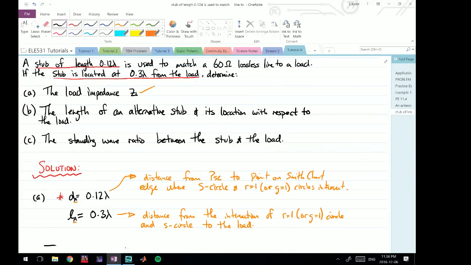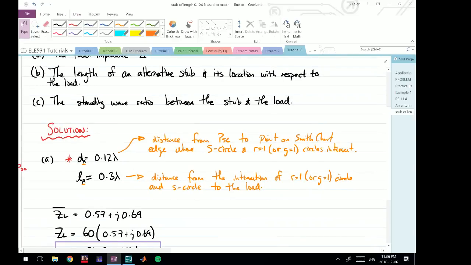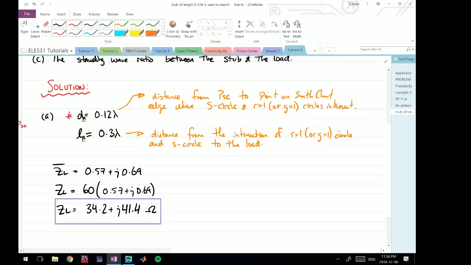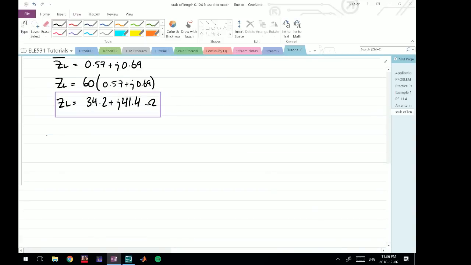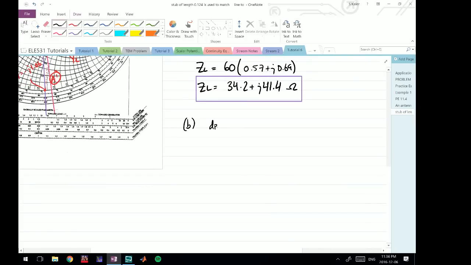Okay. Now part B asks, you want to find the length of an alternative stub and its location with respect to the load. So if you're familiar with this sort of procedure, you might remember that dB plus dA equals lambda over 2. And this is always true. So if I have dA, I can find dB. So this is going to be 0.5 minus 0.12 lambda. And so dB is going to be 0.38 lambda. So I know dB.